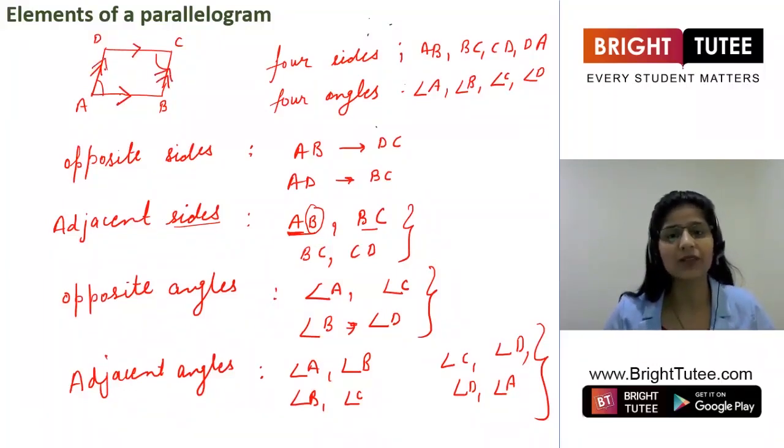Clear? So what we have done, we have discussed what a parallelogram is. That is a quadrilateral having four sides. Obviously, as it's a quadrilateral, it will be a polygon of four sides, and then the basic property, the most important property, is that the opposite sides are parallel to each other. Clear? Let us move to the next one now.